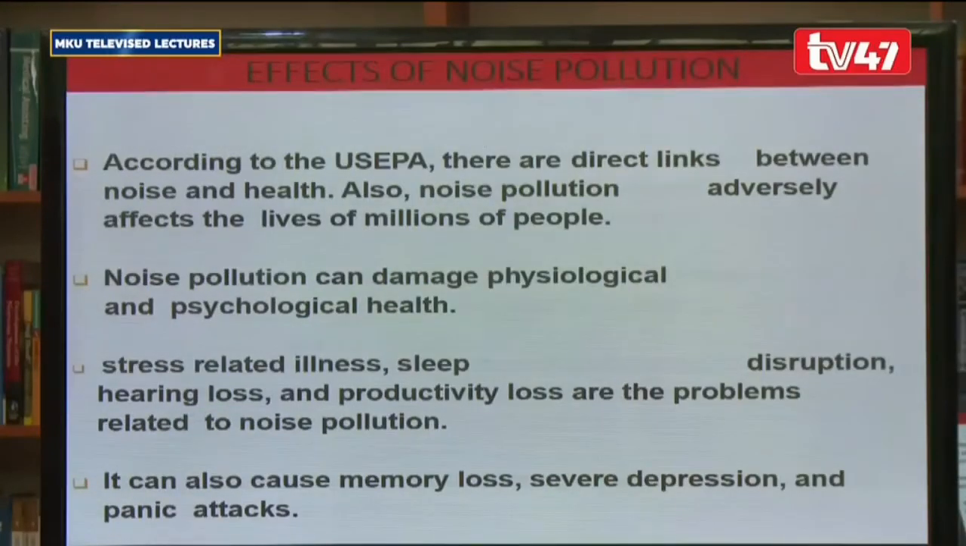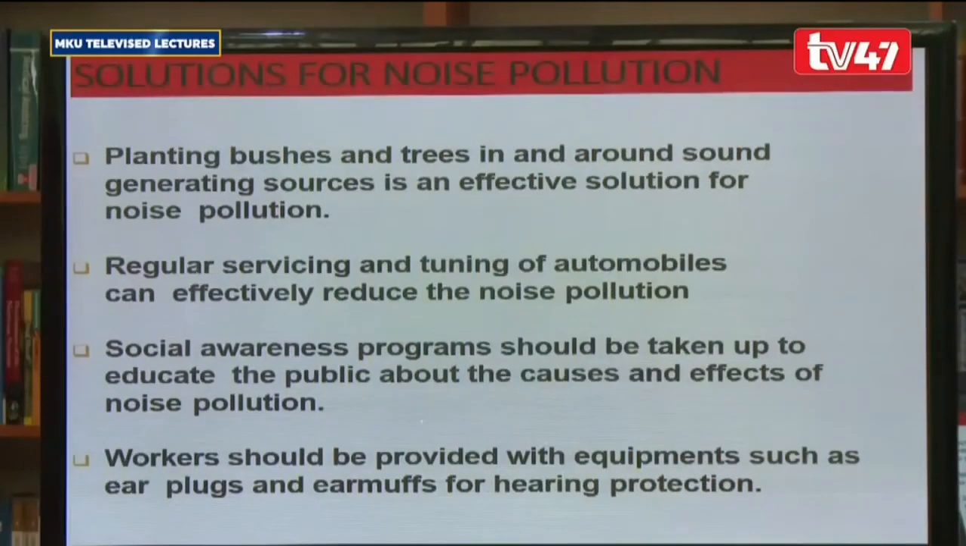The effects have an impact on the physiological and the psychological health of a population. For example, it can introduce stress-related illnesses such as sleep disruption, hearing loss, and loss of productivity due to disturbances caused by noise. To some extent, depending on the degree, it can result in depression in individuals also. So what are some of the solutions?